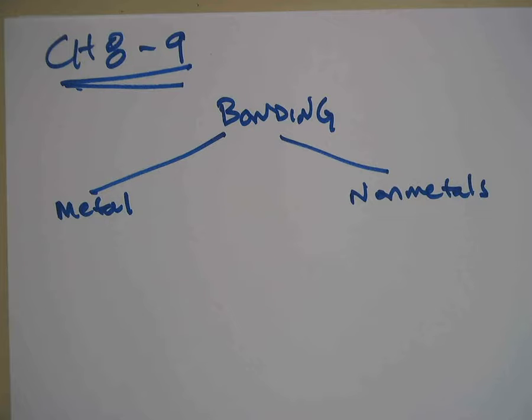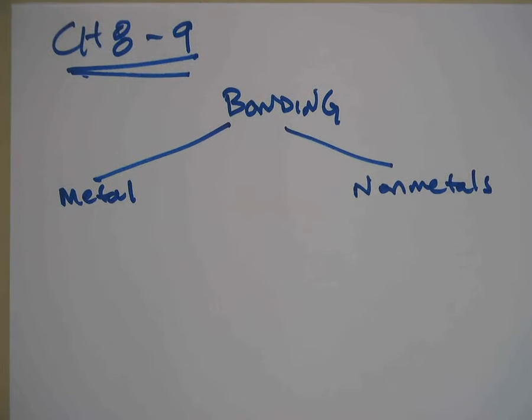All right, this is a review of Chapter 8 and 9, bonding. Make sure you got a paper and pencil out in front of you, a place to write stuff down, and a book. Pause the video now to make sure you have those. Bonding.